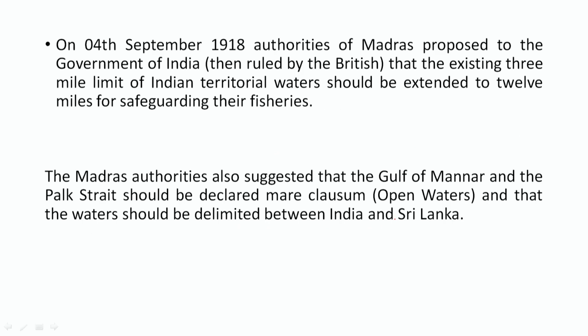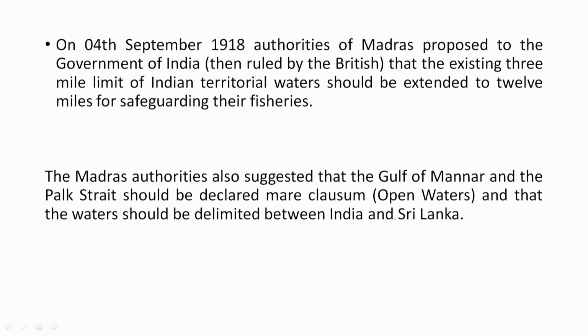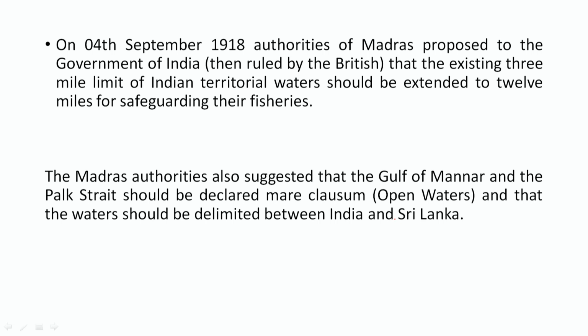reach of a cannon shot. On 4th September 1918, authorities of Madras proposed to the government of India, then ruled by the British, that the existing 3 mile limit of Indian territorial waters should be extended to 12 miles for safeguarding their fisheries. So when it came under British occupation, mainly India, they started extending their claims, because one was the global practice that had changed from 3 nautical miles to 12 nautical miles, and then the advantage of extending, that is, more of the sea resources can be used by the British people who were in India, and they can get higher revenue. So they wanted to extend the 3 nautical miles up to 12 nautical miles both for their own economic interest and also with the changes made in international law practices. And this was initiated by the authorities stationed in Madras.